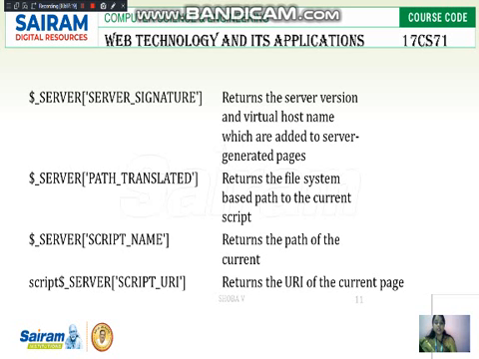It returns the file system base path to the current script. We can move to the current script. And SCRIPT_NAME returns the path of the current script. And SCRIPT_URI returns the URL of your current page. By using this, you can find out the path.